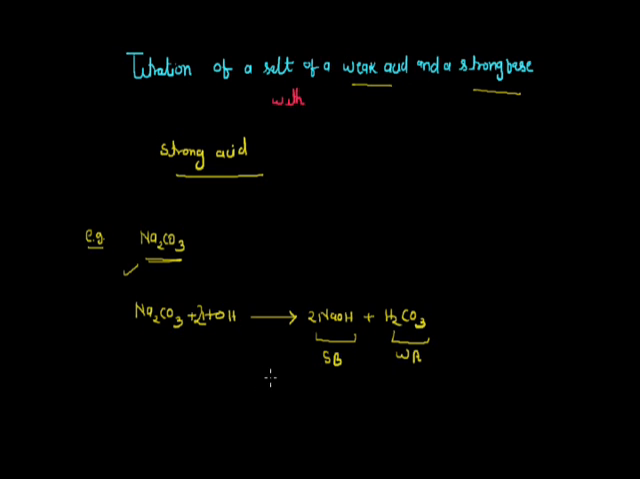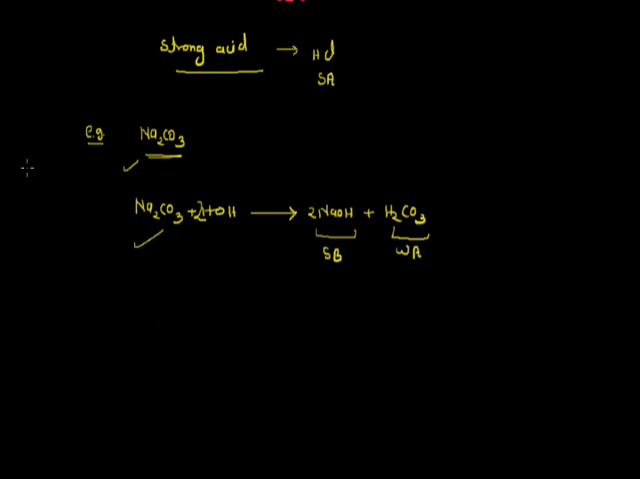Now in this titration we are using this type of salt, and with this salt we are using a strong acid like HCl. This is the strong acid. In this type of titration, when we are taking a salt like Na2CO3 with a strong acid like HCl, the possible reaction becomes as follows.